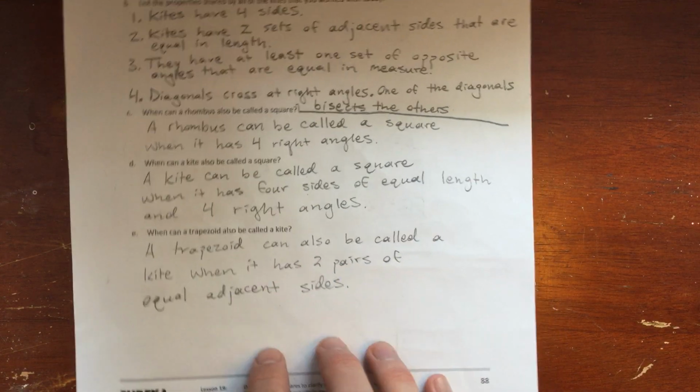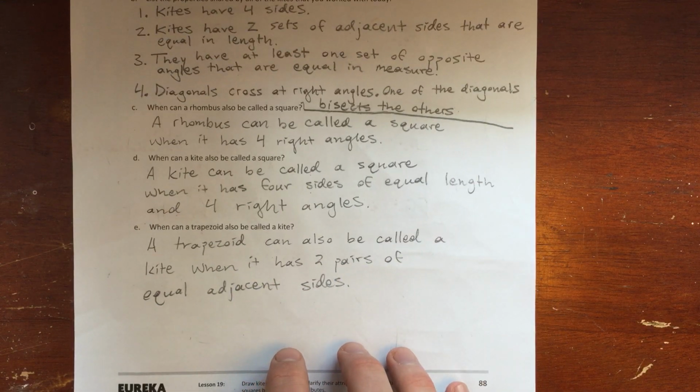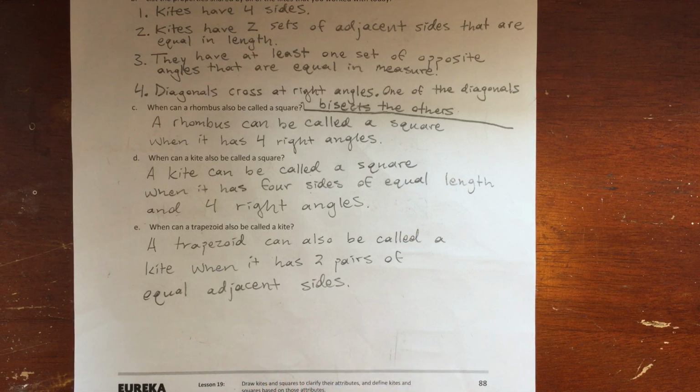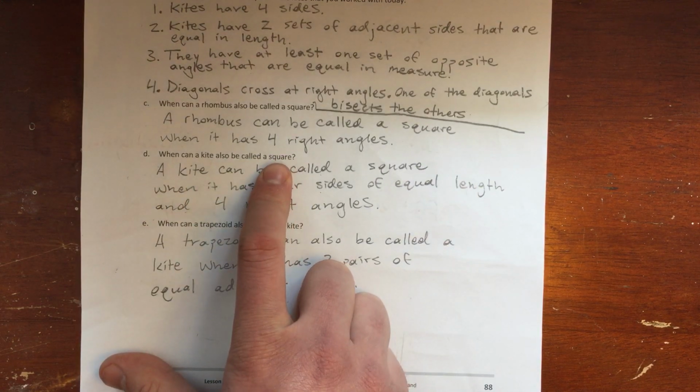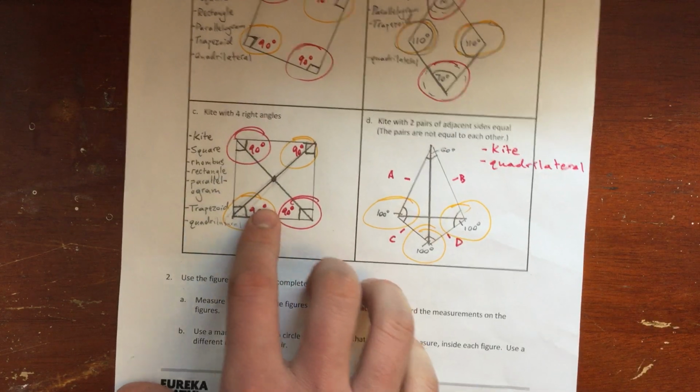Okay, next one, moving on. When can a kite be called a square? A kite can be called a square when it has 4 sides of equal length and 4 right angles. So remember that rhombus already has 4 equal sides. A kite does not have to have 4 equal sides. So when it has 4 equal sides and also those 4 right angles, it's also going to be our handy dandy square, okay? And we can see that reflected in answer C right here.